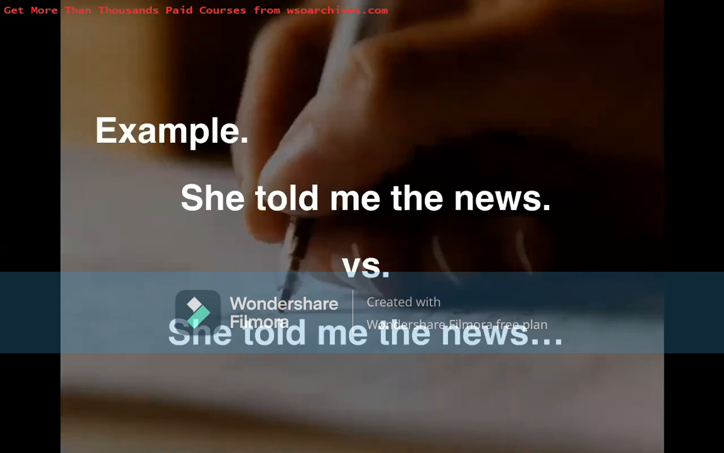And here's how you can tell if you're overusing it. Tip number 2, editing tip number 2. What was that? What was editing tip number 2?